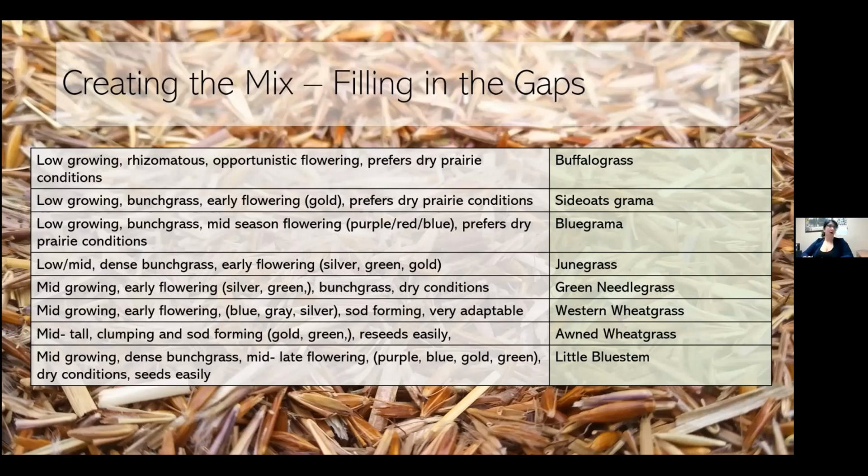Unlike a lot of our dense bunch grasses, these guys can fill in the gaps, which is important. And on wheatgrass especially, it reseeds easily. So then one of the more showy ones that we love to add is little blue stem, because it's a late flowering species. Again, grows really well from seed, tolerates really dry conditions and really rocky conditions. So if you don't have particularly nice, rich prairie soils, this guy will do fine.